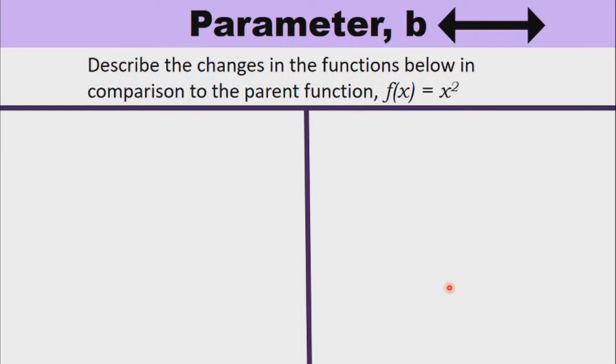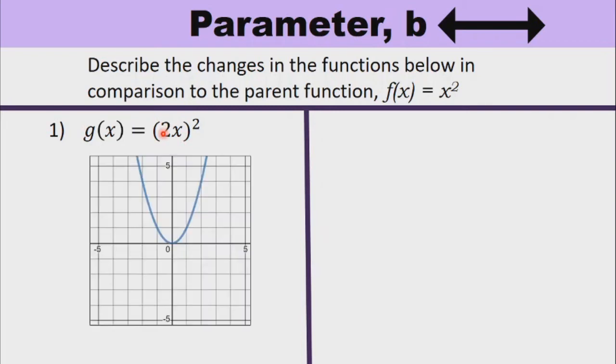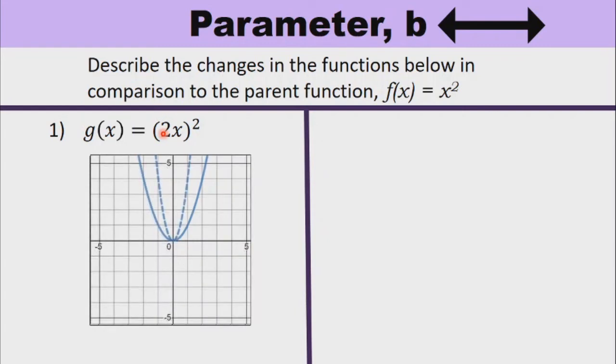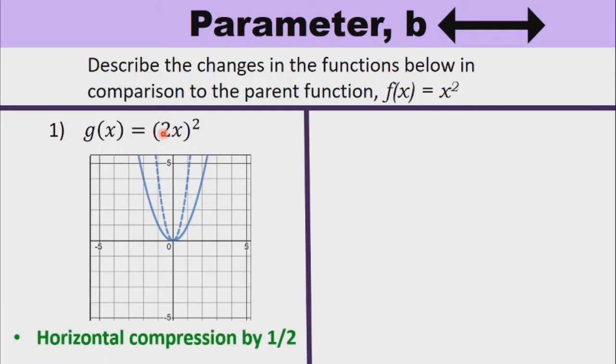Now parameter B is our horizontal parameter, so that affects the function. The difference between A and B is that B is now inside the parentheses, and it is the coefficient of x inside the parentheses. Now this is the parent function again. So our B is a compression. Imagine you have a ball and you are pushing it along the side. So that's a compression by 1/2.